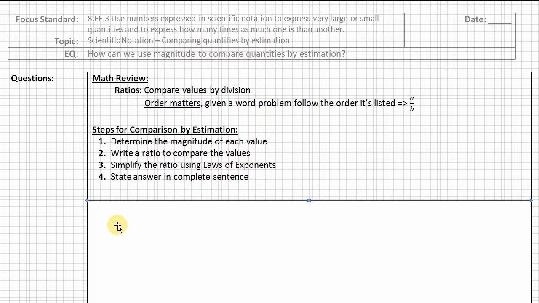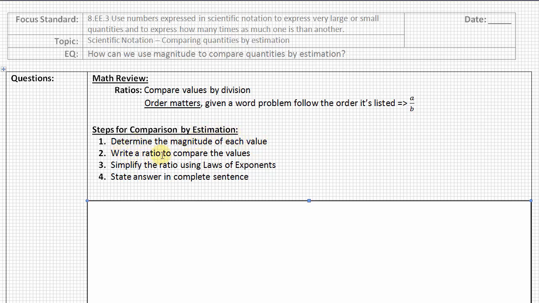To do so, there's about 4 steps. So here's the first step. We want to determine the magnitude of each value. Going back to our magnitude by powers of 10, we're going to figure out the magnitude for each value that we want to compare.